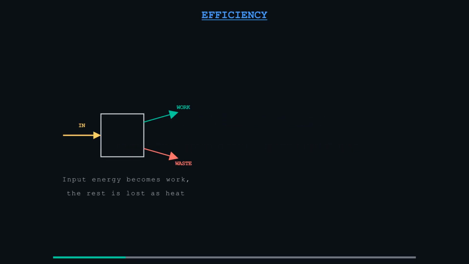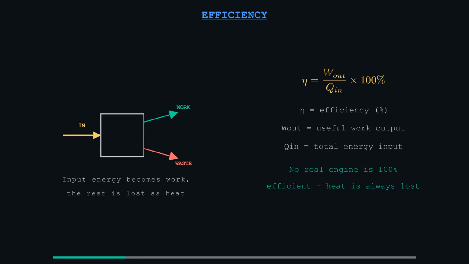Thermal efficiency tells us how much of the energy put into an engine actually becomes useful work. η equals W out over Q in times 100%. Some of the input energy always escapes as waste heat, so no real engine reaches 100% efficiency.